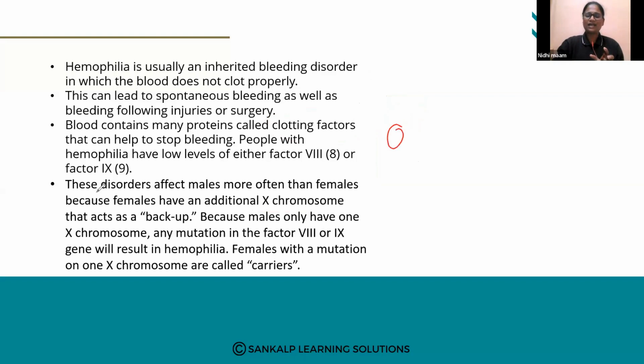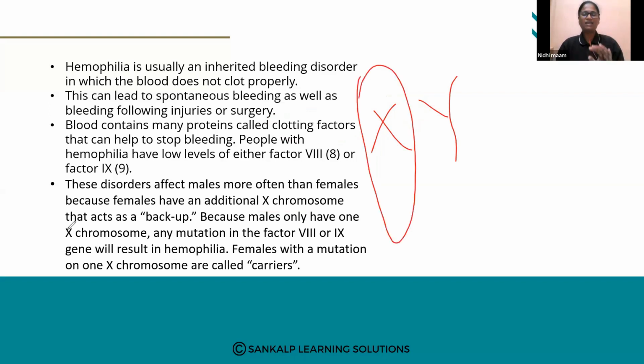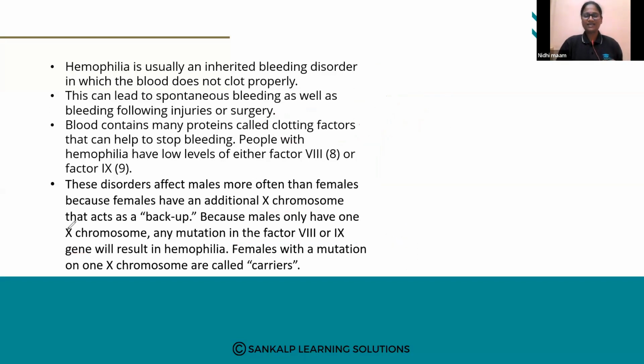But in males, the male has only 1 X chromosome. So if the gene on that one X chromosome is mutated, if that gene is affected, any mutation in the factor 8 or 9th gene results in hemophilia in the male. Because the male has only one X chromosome, whereas we have 2, so even if one is affected, the other manages.